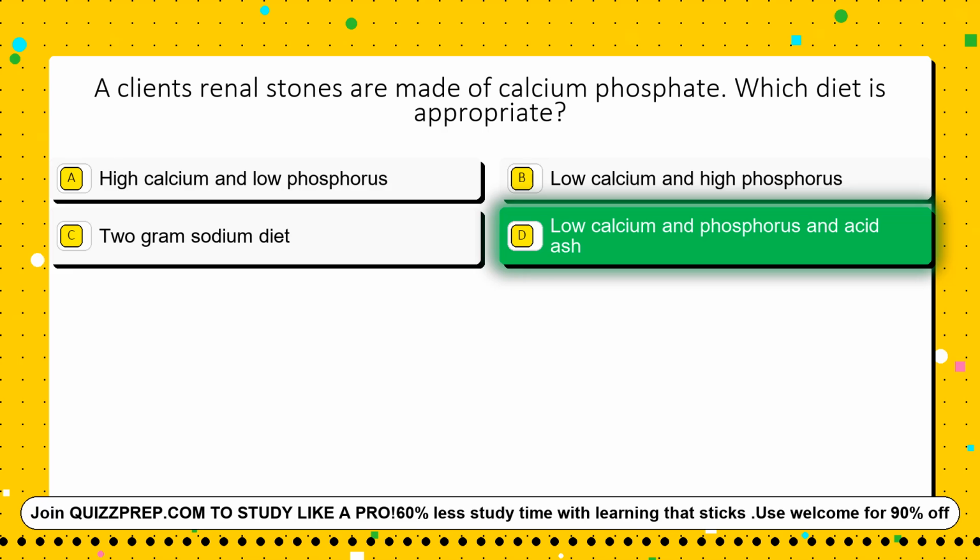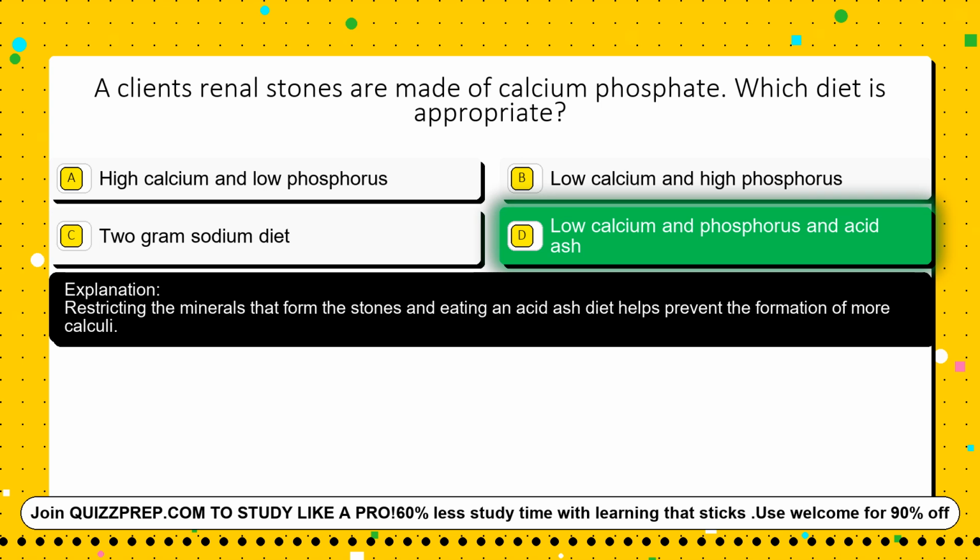The correct answer is option D, low calcium and phosphorus and acid ash. Restricting the minerals that form the stones and eating an acid ash diet helps prevent the formation of more calculi.